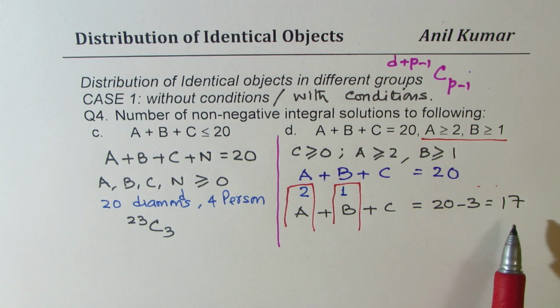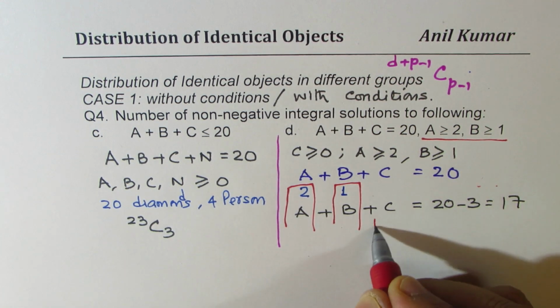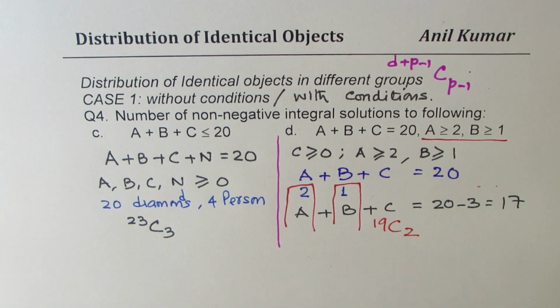Now we have 17 diamonds to be distributed in 3 different people. So 2 separators, so that means 17 plus 2 is 19, C2. That becomes the solution for the given question. Now, does that make sense to you? Right? So, we actually solved all these questions in no time.